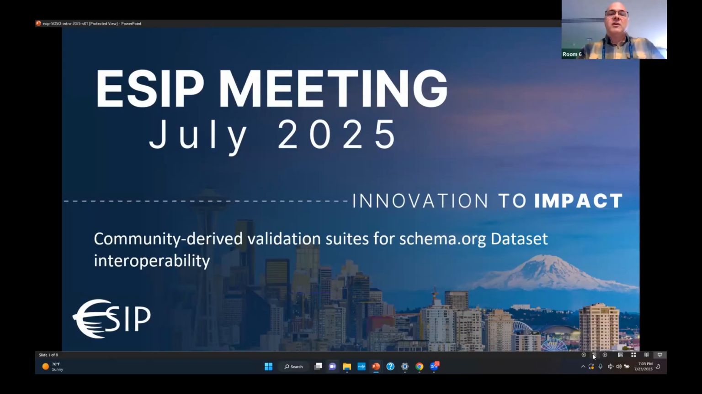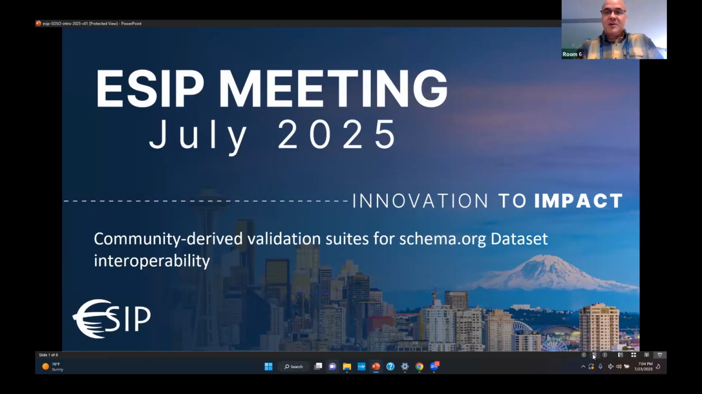Today's topic is community-derived validation suites for Schema.org dataset interoperability. What we're aiming to do is think about the ways in which we can understand use cases for Schema.org and better provide guidance for repositories and producers that might be trying to produce that kind of metadata for use in search and discovery systems.